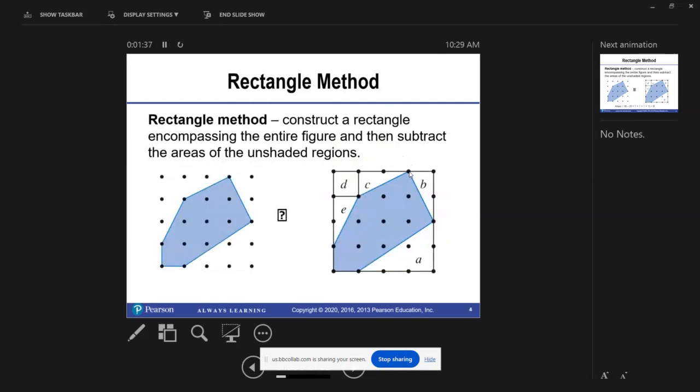Okay. Now here's another method where you kind of do the opposite. This is called the rectangle method. You would construct a rectangle by encompassing the entire figure, and then you subtract off the areas of the unshaded regions. Okay. So they're showing you here, if you look at this, once you draw your rectangle, the area would be 16, and then you're going to subtract off the area of the non-shaded parts there.